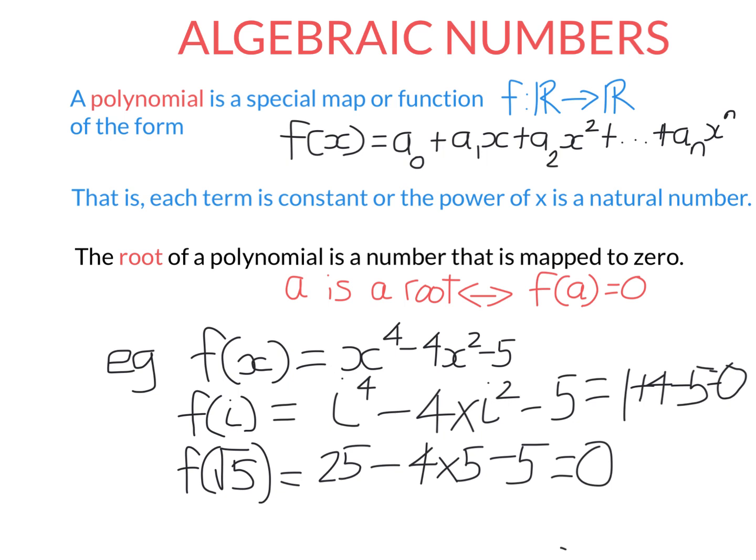So note, even though this polynomial only had integer coefficients, so the coefficients, the numbers in front of the x terms, are 1, -4, -5, even though its coefficients were integers, it had a root that's a complex number and another root that's an irrational number. And it turns out that can happen all the time.